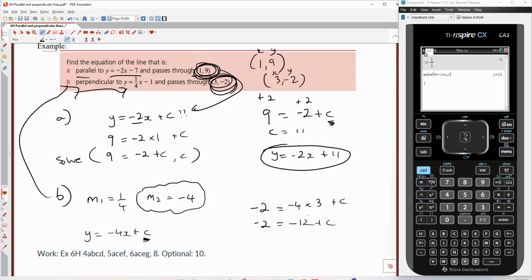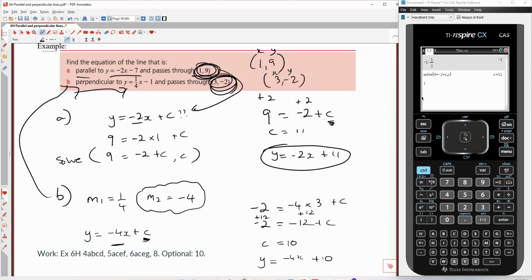Now to solve for c, what I'm going to do is either do it on the calculator, or I'm comfortable adding 12 to both sides. -2 plus 12 is 10. Okay, so our equation is going to be y equals gradient -4x plus c, which is plus 10.